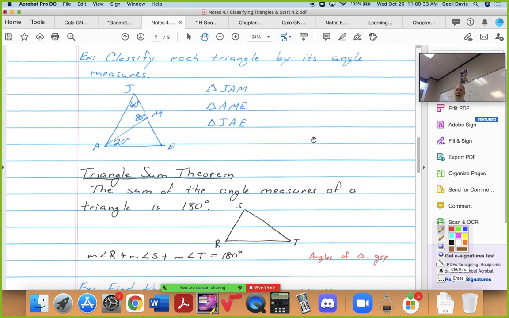All right, here we want to classify each triangle by its angles. So if we look at triangle JAM, it gives us two of the angle measures, and we're going to talk more about this in a moment, but is it going to have a right angle or an obtuse angle? No, pretty clearly the biggest one is this 80-degree angle, so this triangle is acute.